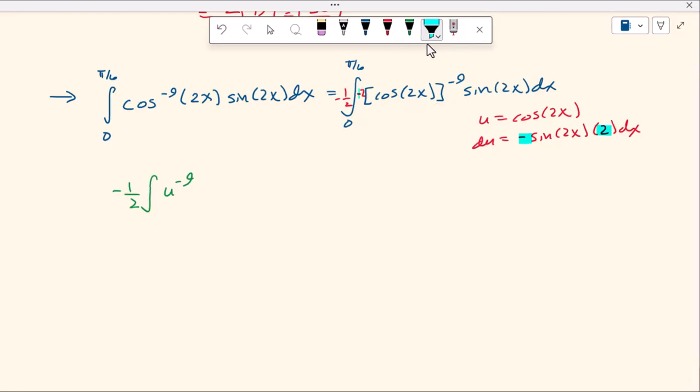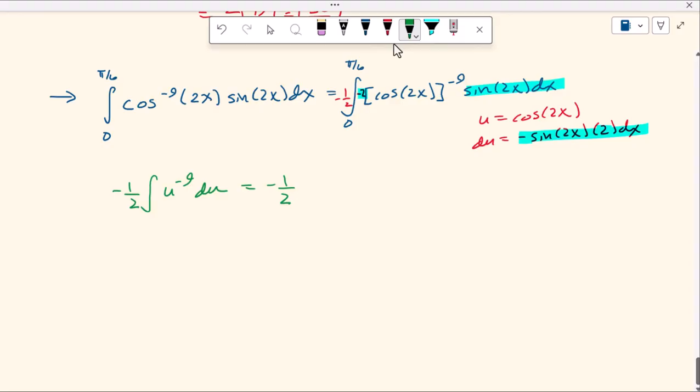And then all of this -2 sine 2x dx becomes my du. So this looks a lot nicer. Now at this point, I either drop my limits of integration or I change them. On the last one I changed them. This one I'm just going to drop them and remember to put them back in later. But that's the key, don't forget.